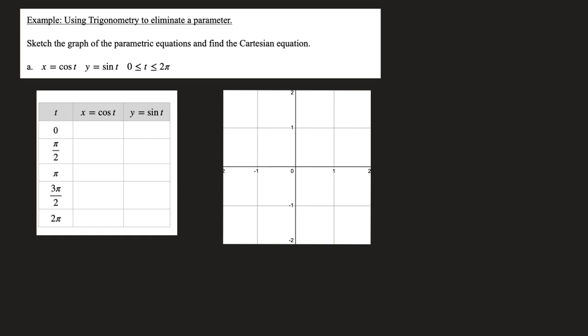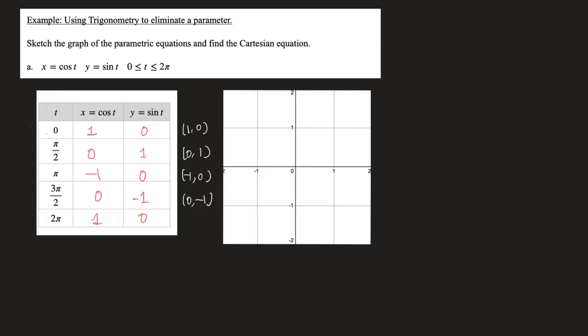So t equals 0, cosine 0 is, everyone, 1. Sine 0 is 0. So the position is 1 and 0. Now pi over 2, cosine pi over 2 is 0, sine pi over 2 is 1. That position is gonna be 0 and 1. T equals pi, cosine is gonna be negative 1. Sine pi is 0, position is negative 1 and 0. 3 pi over 2, cosine 3 pi over 2 is 0, sine 3 pi over 2 is negative 1. So the position is 0 and negative 1. 2 pi, the same as 0, that's gonna be 1 and 0.